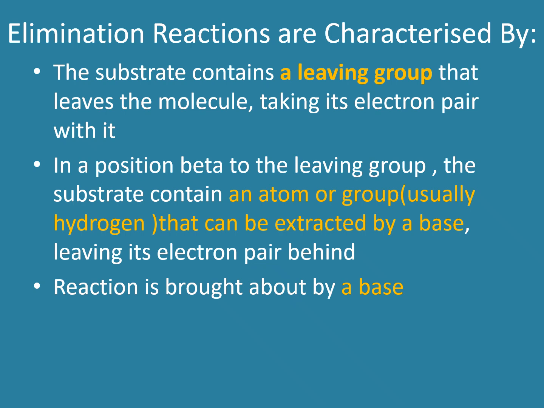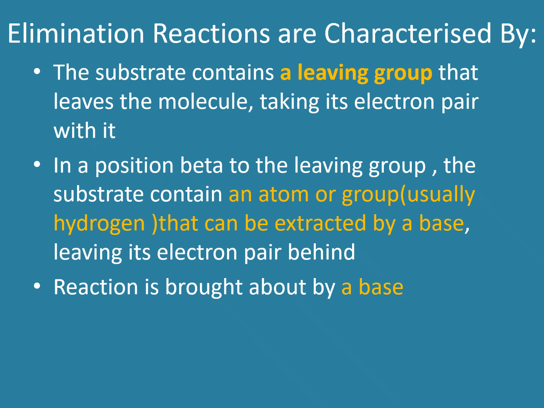That means in a position beta to the halogen group. For example, the substrate contains an atom or group, usually hydrogen, that can be extracted by a base, leaving its electron pair behind. So the first case is that a leaving group is there and another group is there. These two groups will be leaving the molecule, but a small difference is there.